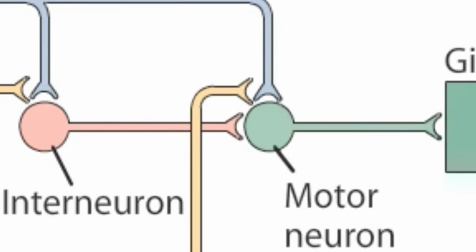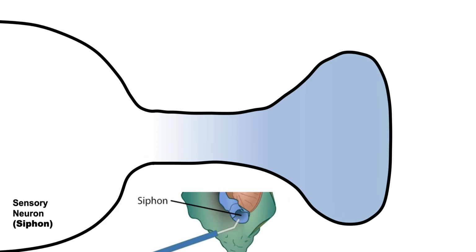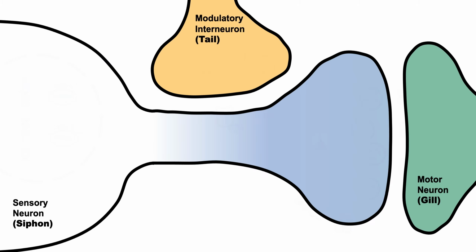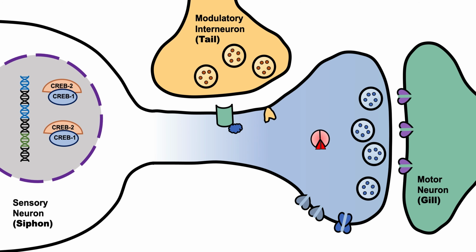Let's take a look at the molecular pathways happening at the junction of the siphon sensory neuron, gill motor neuron, and the modulatory interneuron from the tail. The electrical stimulation on the tail triggers serotonin release from the interneuron, which binds to G-protein-coupled serotonin receptors on the terminal of the siphon sensory neuron and activates the G-protein cascade. The activated G-proteins then dissociate from the receptors and bind to downstream signaling molecules such as adenyl cyclase. The enzyme then produces cyclic AMPs, which in turn interact with protein kinases such as PKA and PKC.